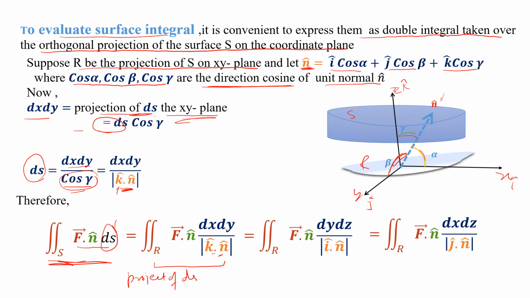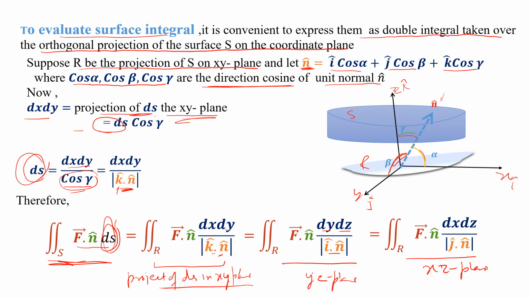If we take the projection on the yz plane, then in place of dS we write dy dz upon i dot n cap. That is the projection on the yz plane. And similarly, if we take the projection on the xz plane, then we replace dS with dx dz upon the modulus of j dot n cap. So please remember this formula.